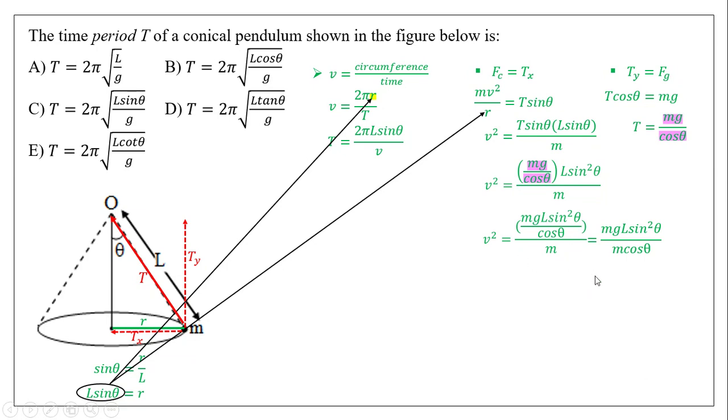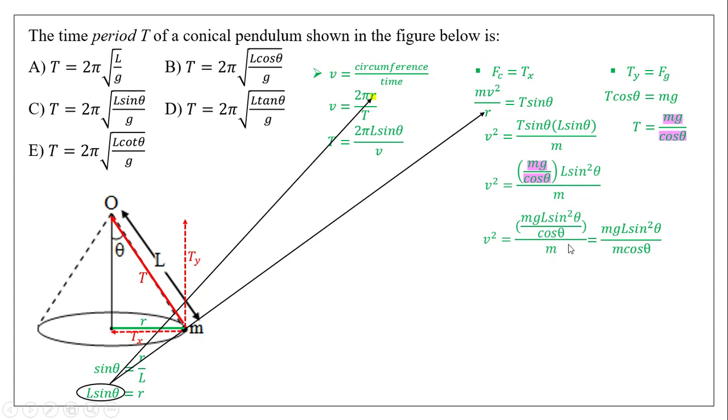But you notice here though, I can reduce this. I can clean up a little bit. mg L sine squared theta over cosine theta over m can be rewritten as mg L sine squared theta over m cosine. This is a fraction divided by a coefficient or a variable. So therefore, you would have to multiply the two denominators. So cosine is the denominator, m is the denominator, okay?